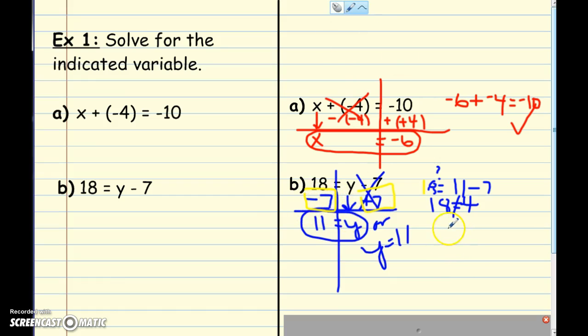So I'm going to rewrite that problem. 18 equals y minus 7. And again, I'm going to draw that line. How do we undo it? We add 7, and we add 7 to both sides.